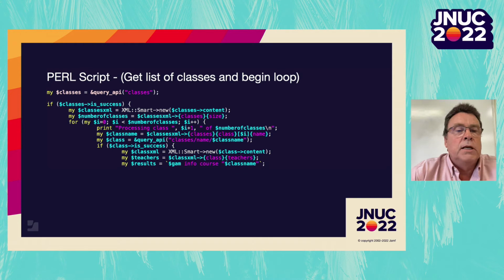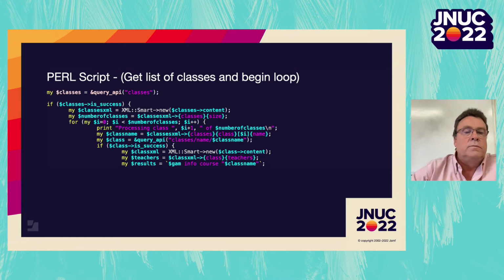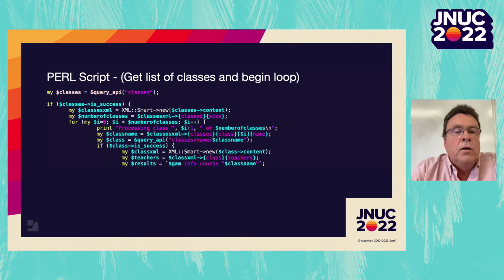And then I start processing each of the classes. I grab the class name. From the class name, I query the API and get information about the class. And if it's successful and it finds the class, it then grabs the first teacher listed in that class, and then it stores that in the teachers.